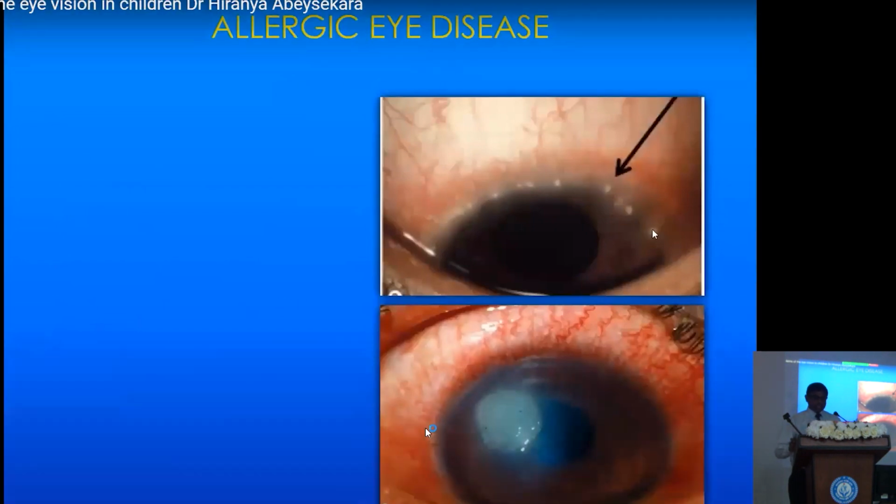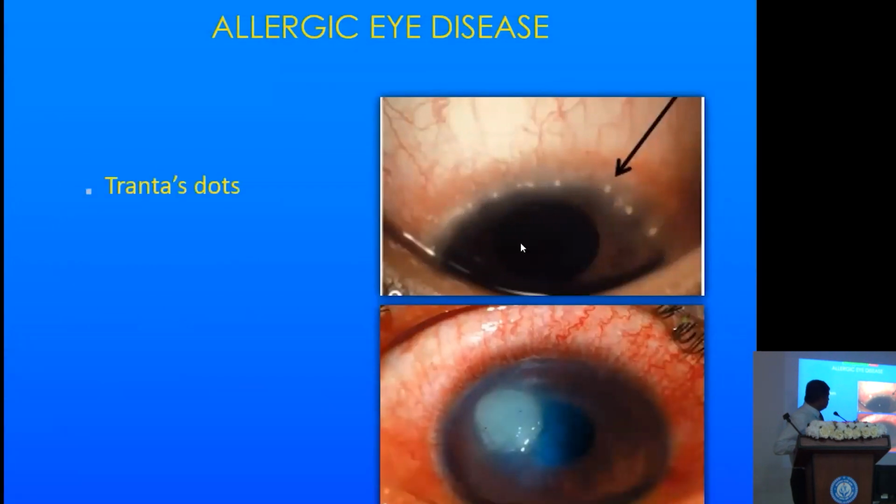So this is allergic eye disease. I told you itching is the key symptom. So when you examine the cornea, you can see these with the pen torch. These are called Trantas dots. These are accumulations of allergy-mediating cells around the limbus. Right? So that signifies severe allergic conjunctivitis. So this patient has to be treated by an ophthalmologist and needs steroids and tacrolimus and all that.